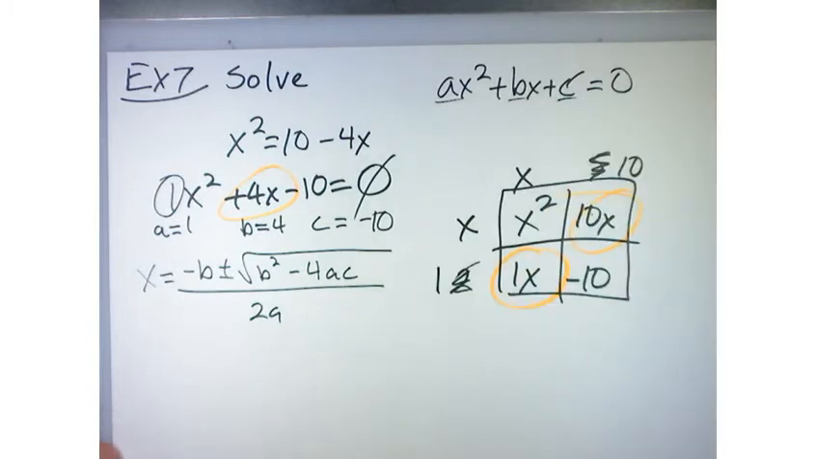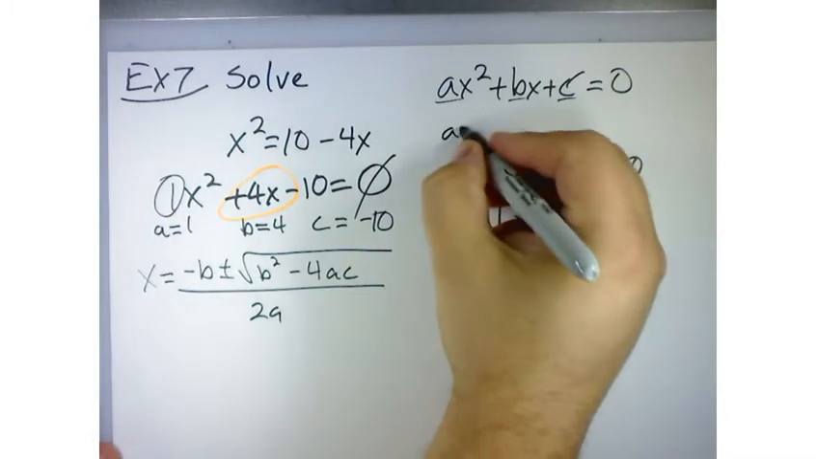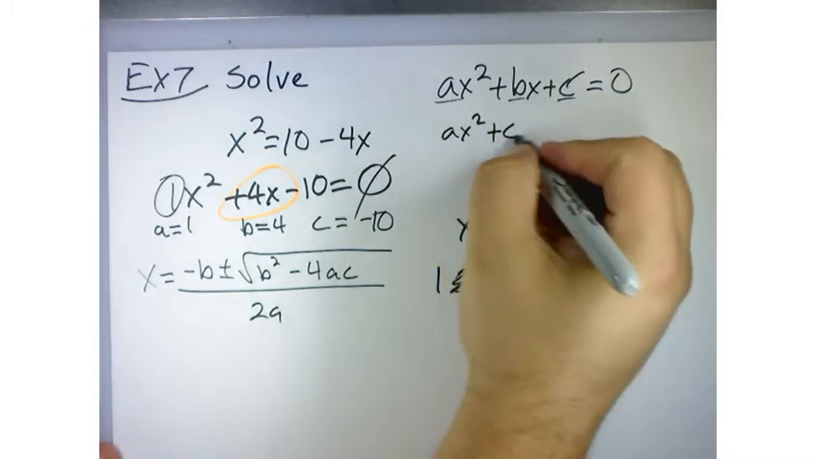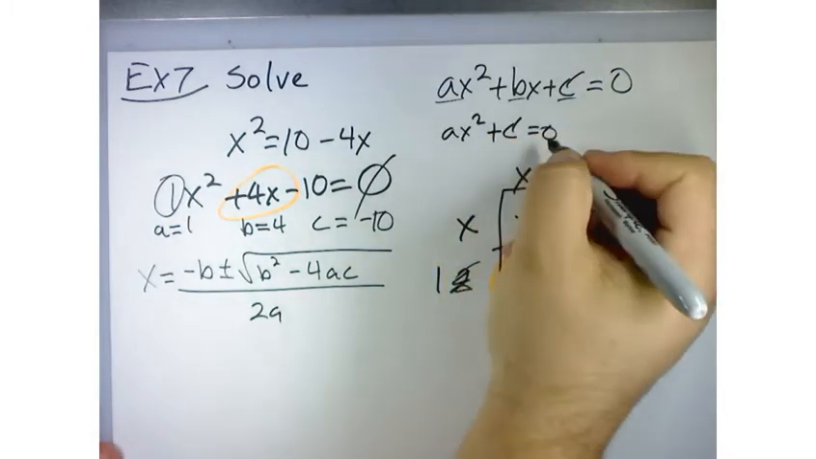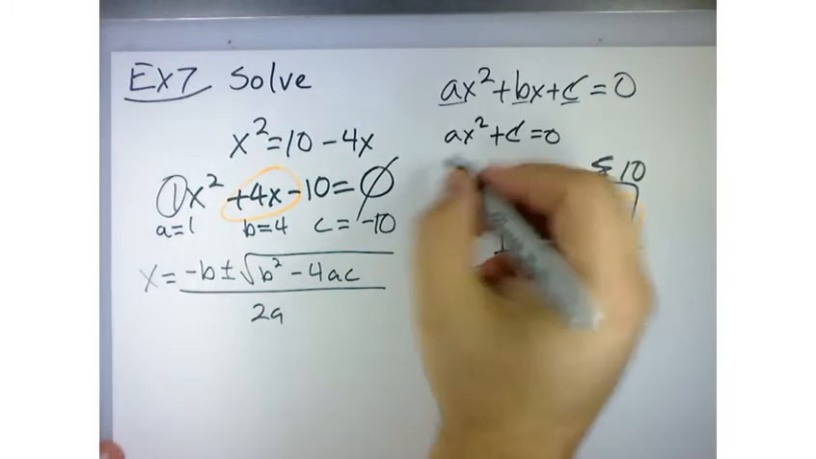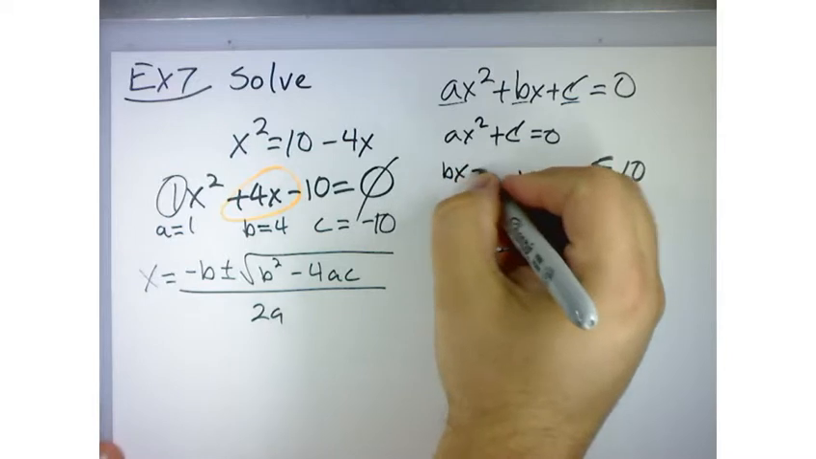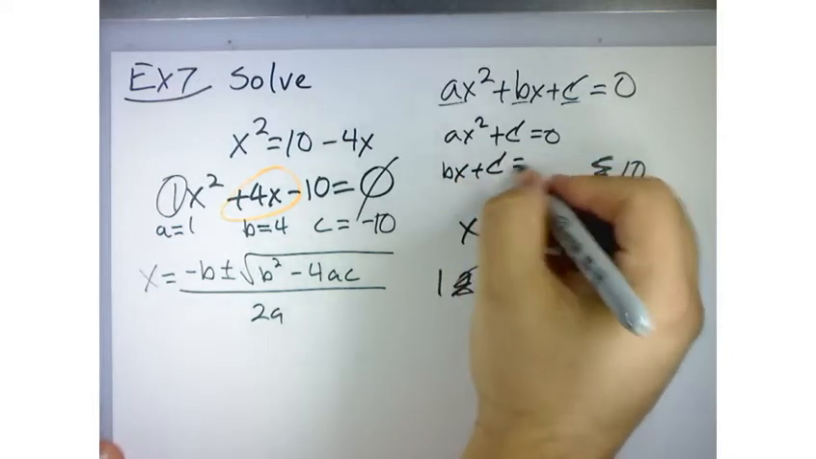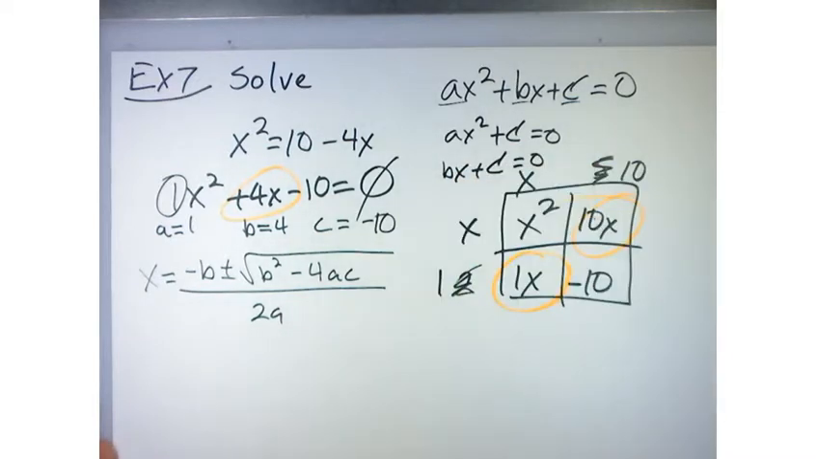So sometimes you might get something like this. You might get an ax plus c. Well, then b equals what? 0, right? Or sometimes you'll get something like bx plus c. What does a equal? 0, right? So that's what we have to keep in mind when we're doing this.